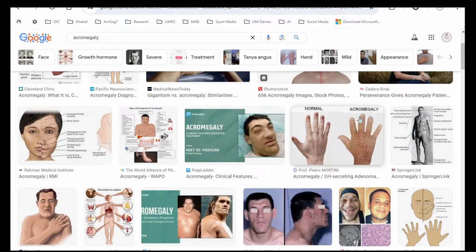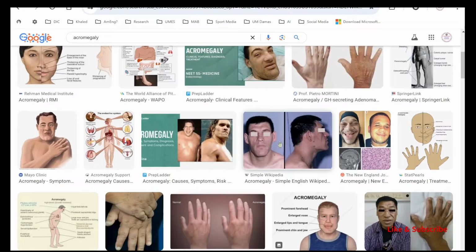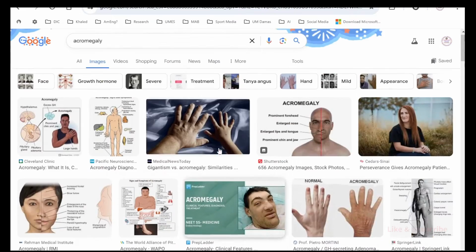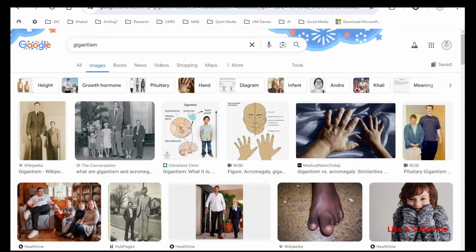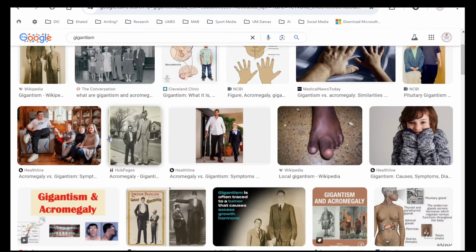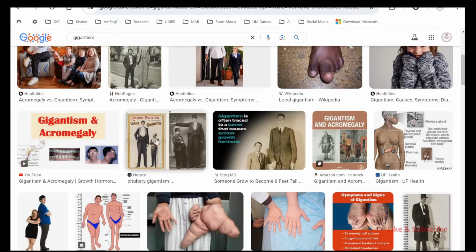Again, you can see the hands of the patient here. The same situation: you can see the hands of normal and abnormal or acromegaly, the same for the jaw and the body. So all these are related to acromegaly. Some pictures here for gigantism. You can see gigantism here for the children, and again this picture, another picture here, and the same applies here, gigantism.